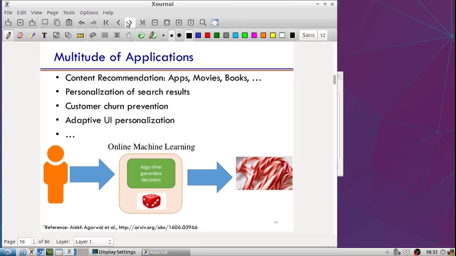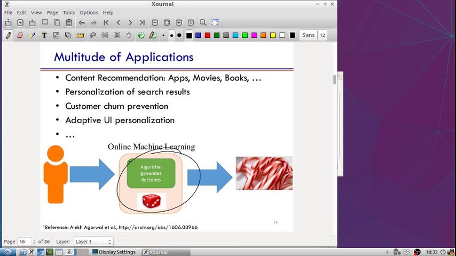So this application is not specific, right? There are many other applications, mostly web-related, like content recommendation, personalization of search results, anything to do with personalization. And customer churn is a very general topic. It just means your customers in your SaaS product or something are leaving, unsubscribing potentially. So anything to do with personalization requires updating your model, somehow taking better decisions on your end so that the customer sticks.